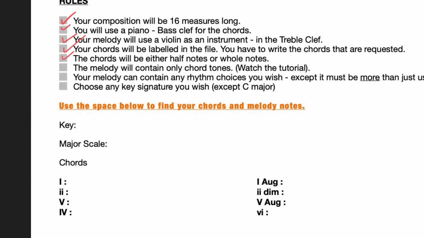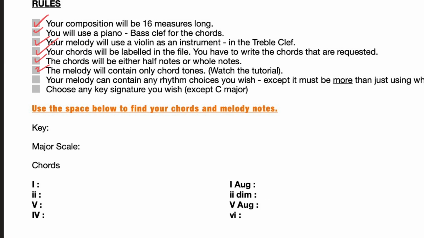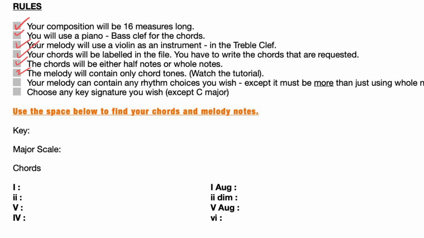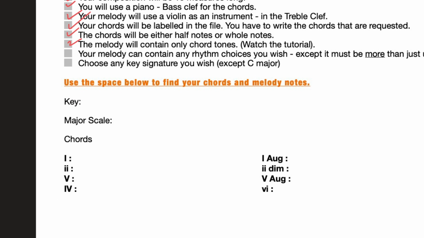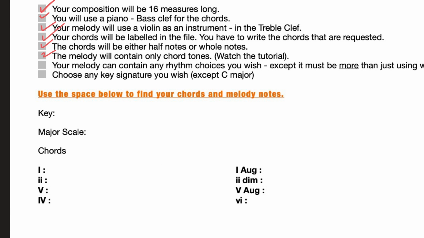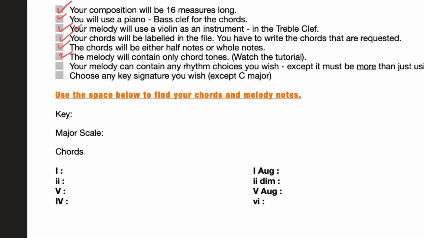All right. So great. Your melody can contain any rhythm choices you wish, except that it must be more than just using whole notes. Basically, I don't want you to just use one note per bar and call that a melody. Choose any key signature you wish, except for C major. Why? Because we are going to use C major as our test key, as our demo here, and then you're going to choose any key you want, and you're going to do the same thing, but in that key.